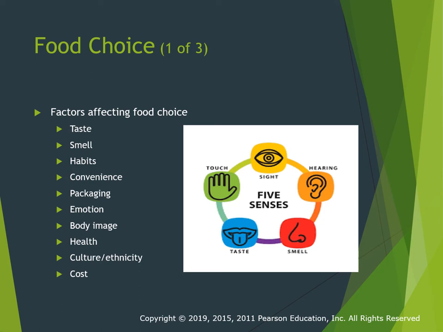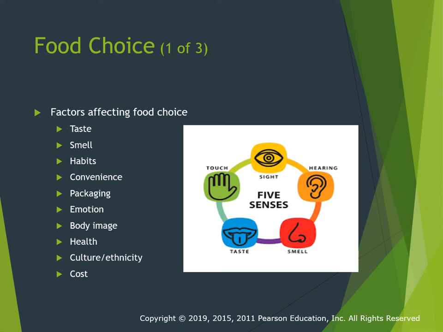Emotion, are you eating with others because it's a social event? Are you eating unconsciously because it gives you pleasure or you're lonely or depressed? Body image may affect choices that promote appropriate weight. Some people eat very little because they're anorexic and they're very conscious about gaining weight and they don't want to gain weight. Anorexia is a disease that is very difficult to deal with. It's a very emotionally based disease.